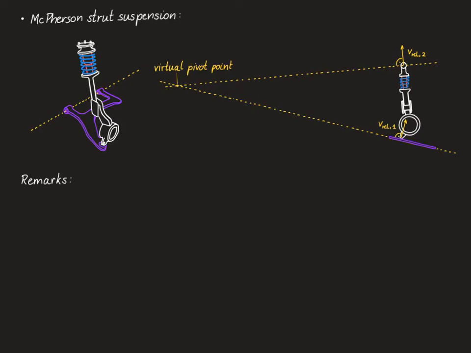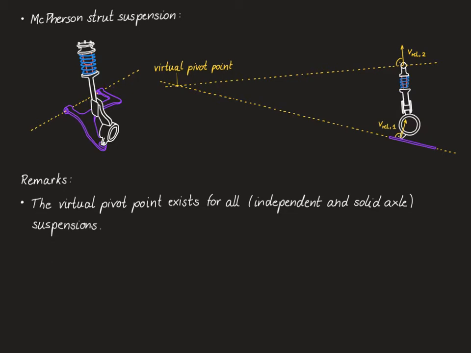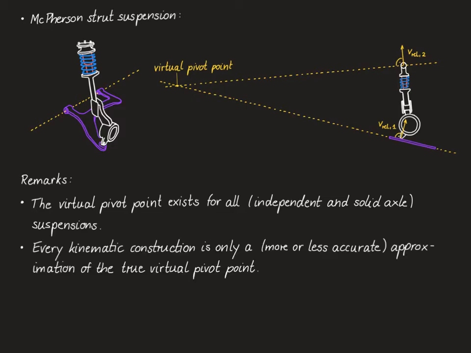Now, a few remarks about the construction of the virtual pivot point. We've only seen the construction of the virtual pivot point for 2 examples, namely the double wishbone suspension and the McPherson strut suspension. However, a virtual pivot point exists for all types of independent and solid axle suspensions. Nonetheless, the precise location of the virtual pivot point is generally not known.